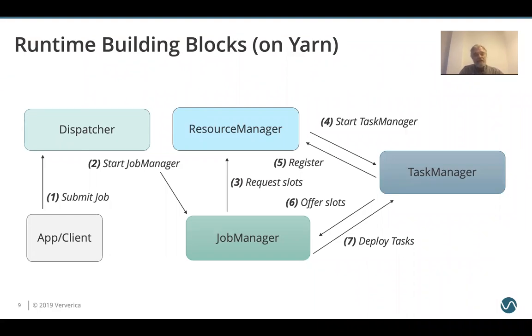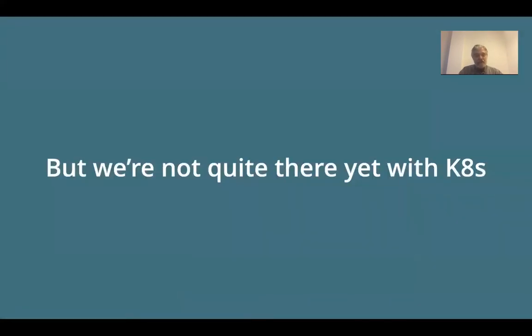Now here's how those pieces I just described map onto Yarn, where the story is fully available at this point. So you have your Flink application that's running. It submits a job to the dispatcher. It starts a job manager. The job manager requests resources from Yarn, in this case. The resource manager starts up task managers as needed. They present their slots to the job manager, and the pieces of the job get deployed into the task managers. That all works nicely, but we're not quite there yet with Kubernetes.